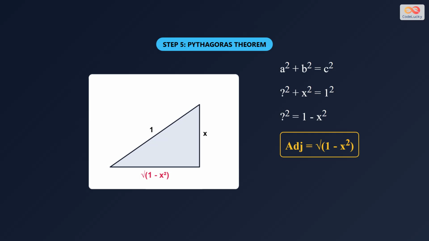Now we need to find the length of the adjacent side. Using the Pythagorean theorem, a squared plus b squared equals c squared, we find that the adjacent side squared equals 1 minus x squared. Therefore, the adjacent side is the square root of 1 minus x squared.